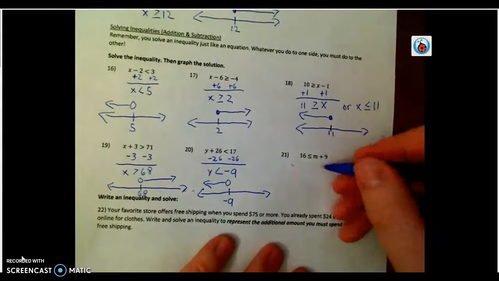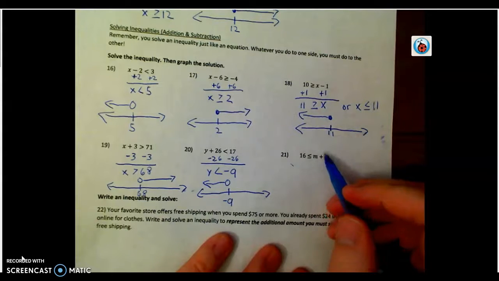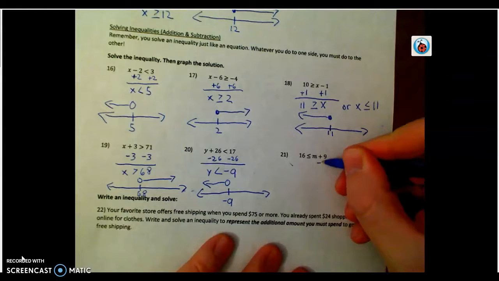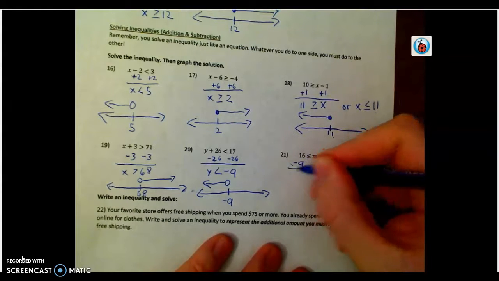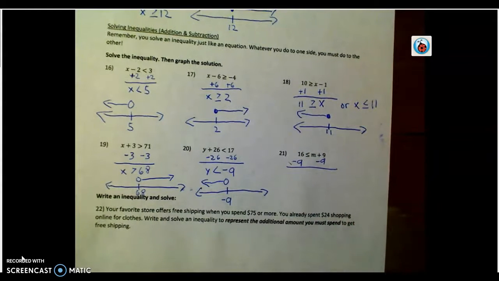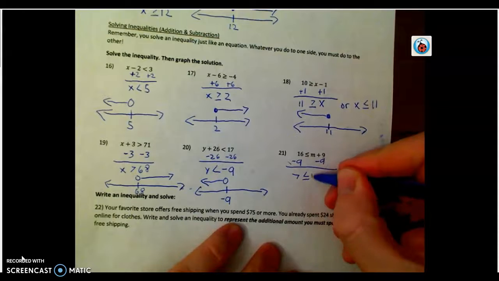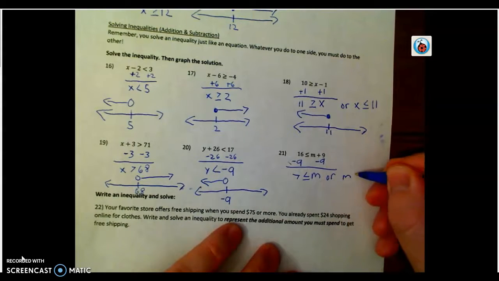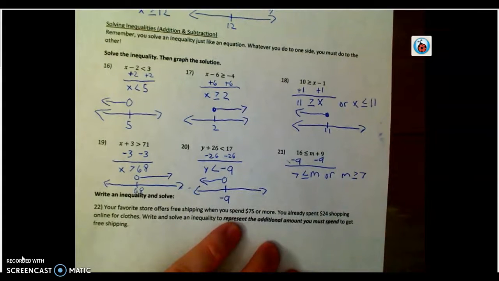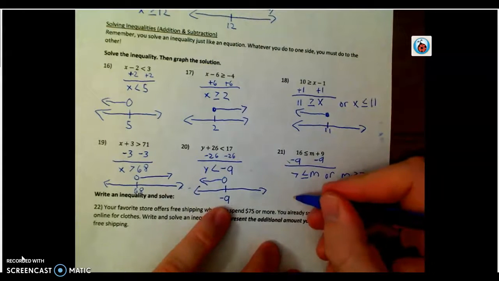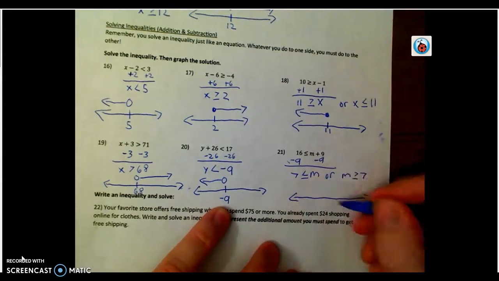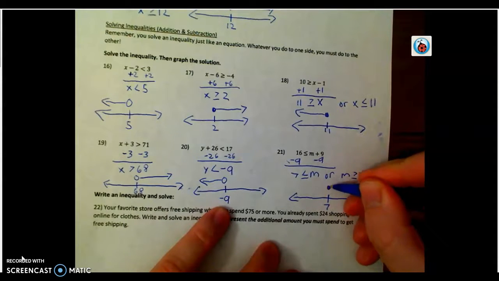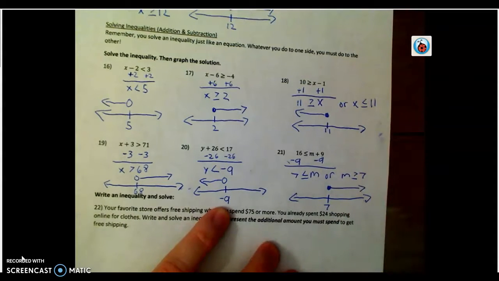And then 21, variable on the other side, so that should throw up some red flags. I'm going to subtract 9 from both sides and get 7 is less than or equal to m. Or you could rewrite it as m is greater than or equal to 7. So when we make our number line, we know our boundary point has to be at 7 with a closed circle going to the right.